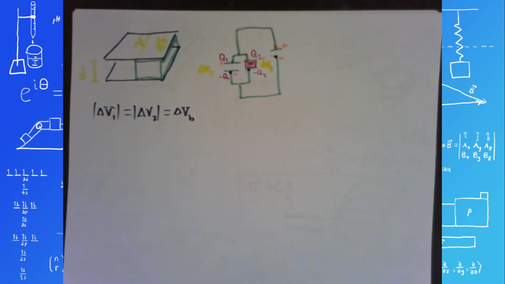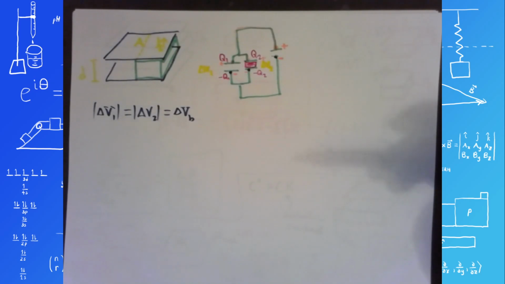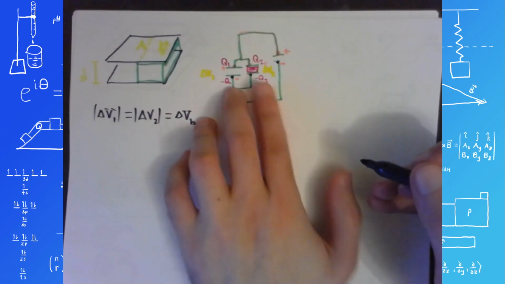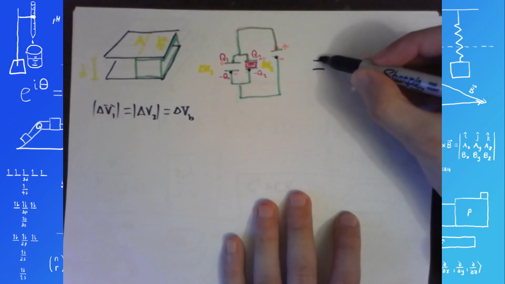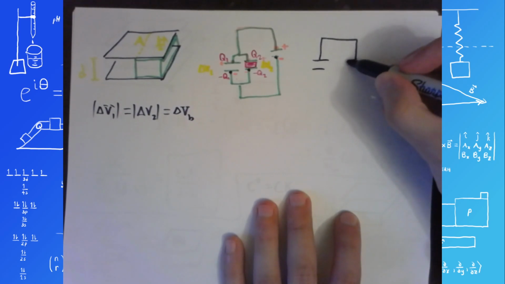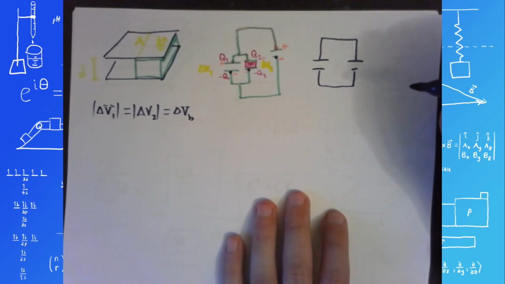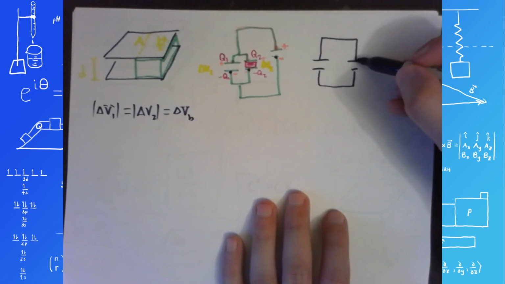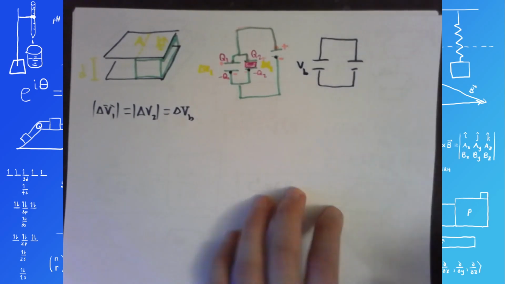Anyway, with this, we can come up with a relationship for the equivalent capacitor for a pair of capacitors that are connected to each other in parallel. We want to replace these with a new capacitor, and this new capacitor would have to have the same voltage across it, right? The voltage across this new capacitor is still also V battery.